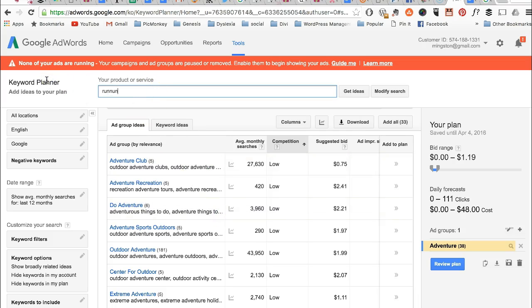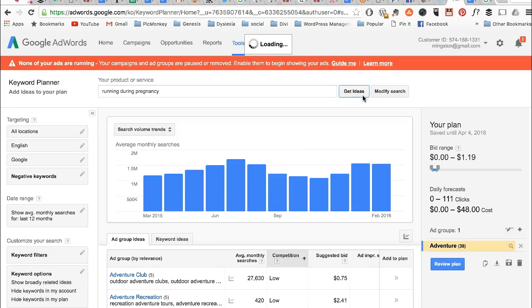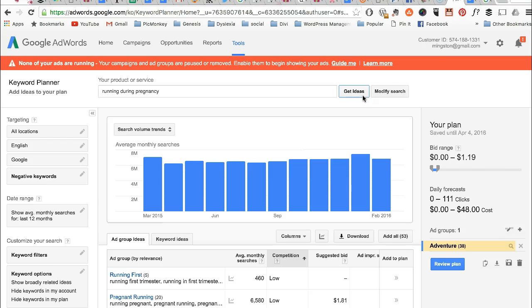Okay, running. So once you've started to search for keywords, by the way, you can just keep doing it in this window right here. So running during preg. Let's see. Okay, let's get some ideas. And it's just going to override what I already did. This isn't the way that most people do it because, like I said, we're not using it to create ads. We're using it as a blogger.